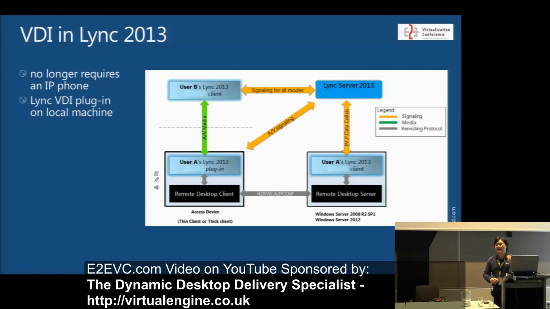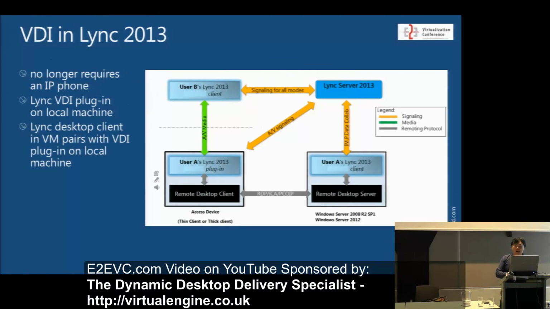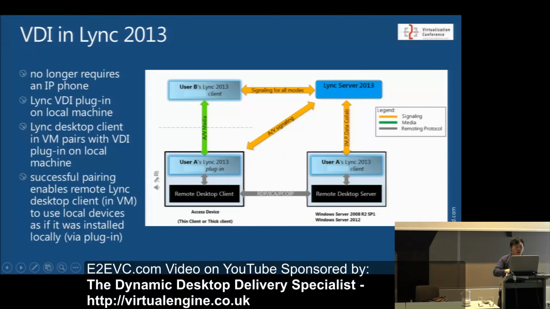What you require, though, in its place is to install the Lync VDI plugin on the local machine that would need to access the VM in the VDI infrastructure. In the background, the desktop client in the VM will pair with the VDI plugin on the local machine. That is how it is done. I'll have one more slide to clarify that. Once the pairing is successful between the Lync full client running in the VM and your local machine that does not have the Lync 2013 client except the Lync VDI plugin, everything works as if you have the Lync client installed locally.